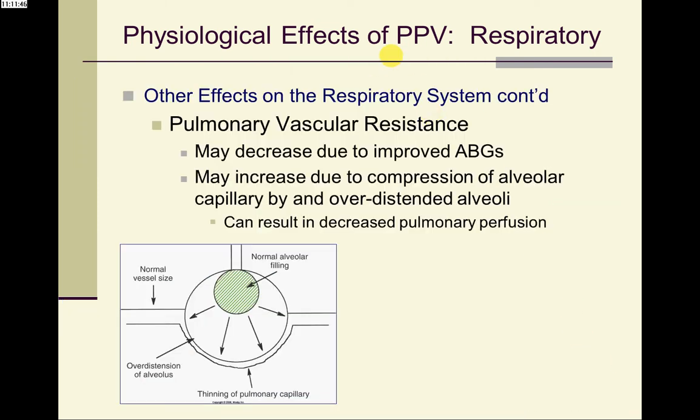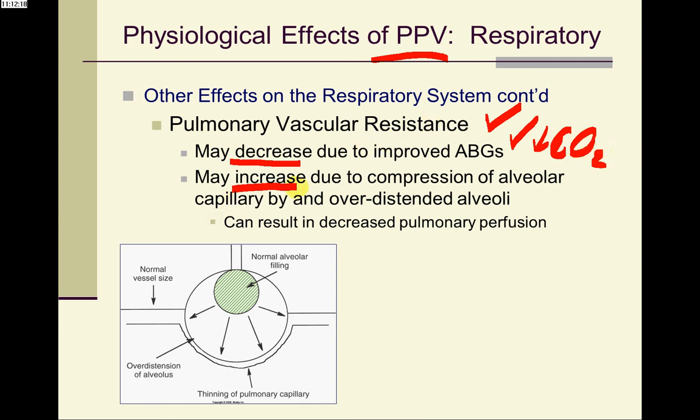Okay, so physiological effects, positive pressure ventilation. You're hearing me say that a lot. Pulmonary vascular resistance. This is tough to get your head around because in some instances it's decreased and in some instances it's increased. All right, so we can get a decrease in pulmonary vascular resistance because we actually have higher PaO2s and lower CO2, and that will improve pulmonary perfusion.